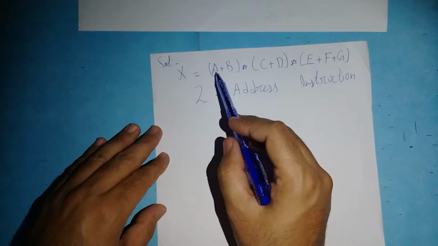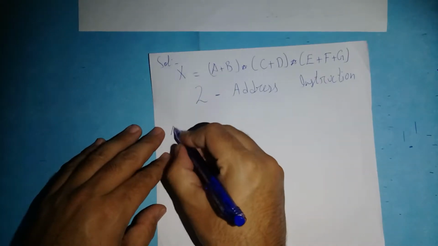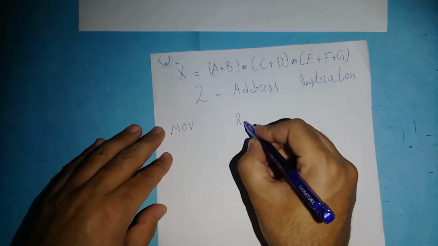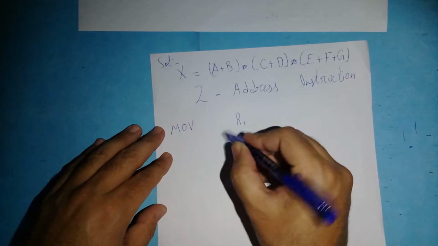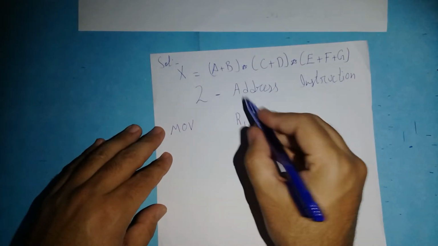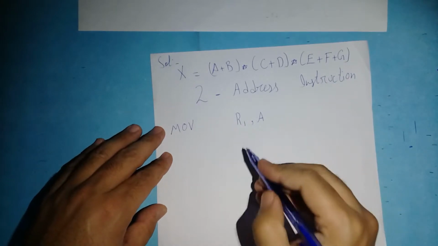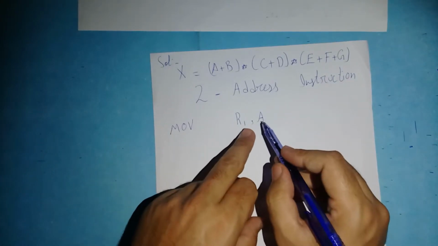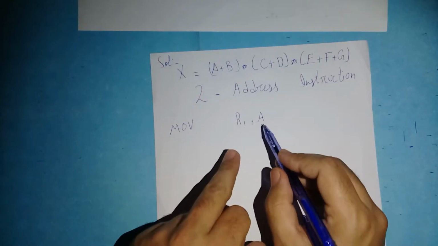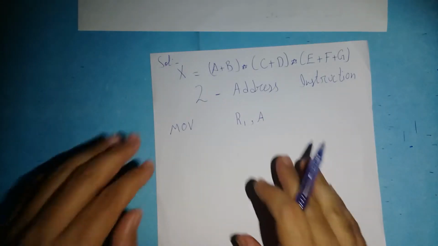In the first bracket, the first variable is a. So here I'm going to write down MOV, and I'm going to give the name R1 to the first register, and I'm going to write down the variable a. So now the value of the variable a moves into R1, which is the first register.